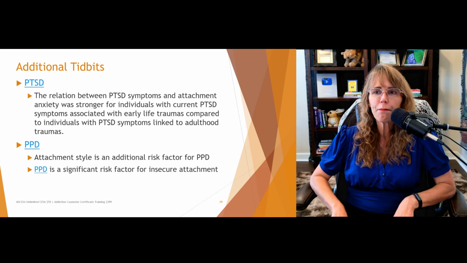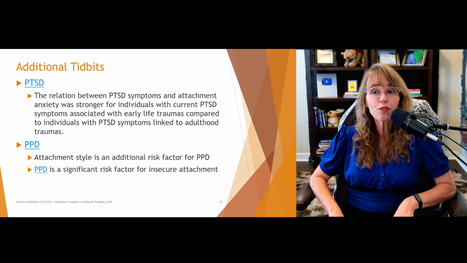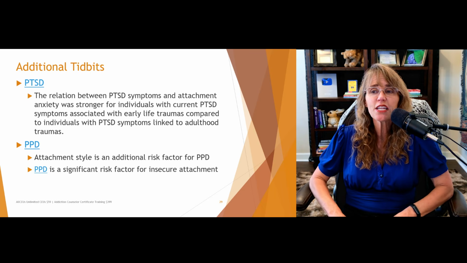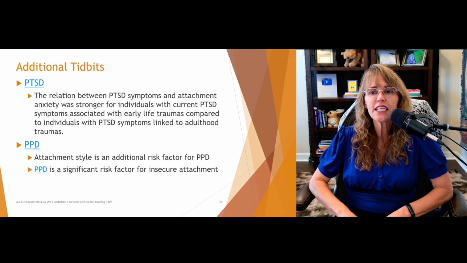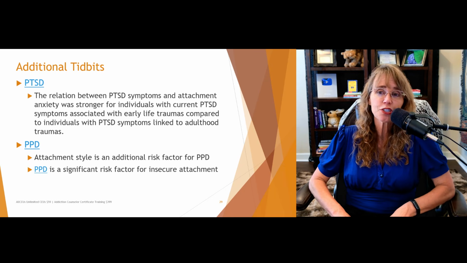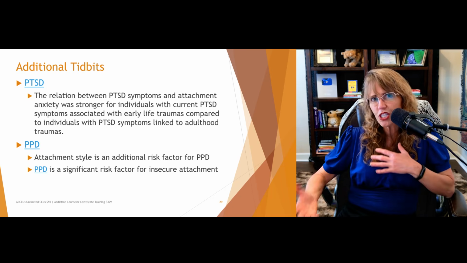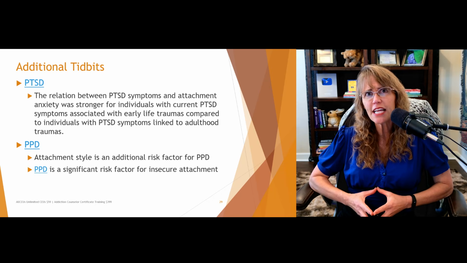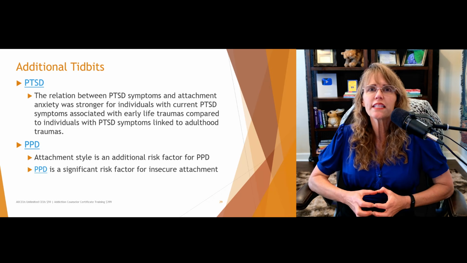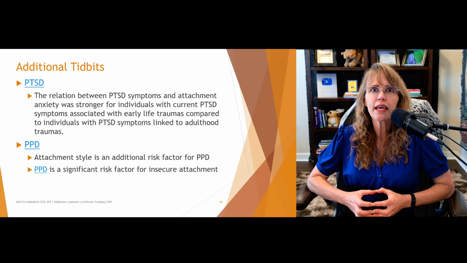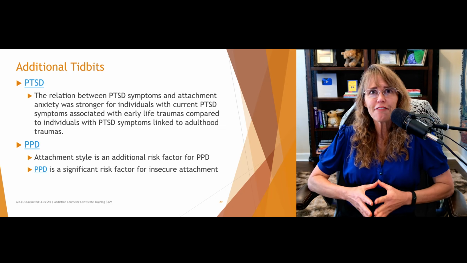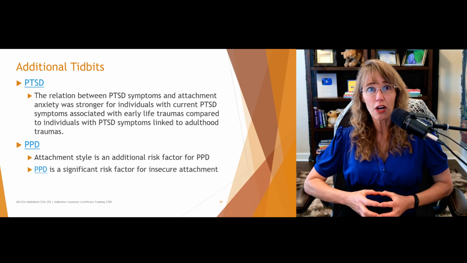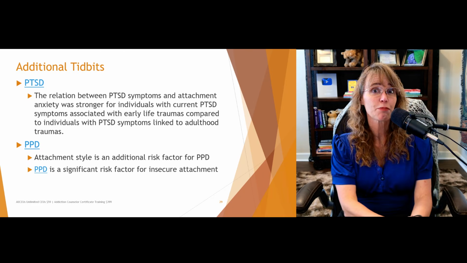The relationship between PTSD symptoms and attachment anxiety was stronger for individuals with current PTSD symptoms associated with early life traumas compared to individuals with PTSD symptoms linked to adulthood traumas, which is kind of interesting. We've also found that people are more likely to develop PTSD after a trauma if they have low cortisol levels, and low cortisol levels can occur as a result of complex post-traumatic stress.